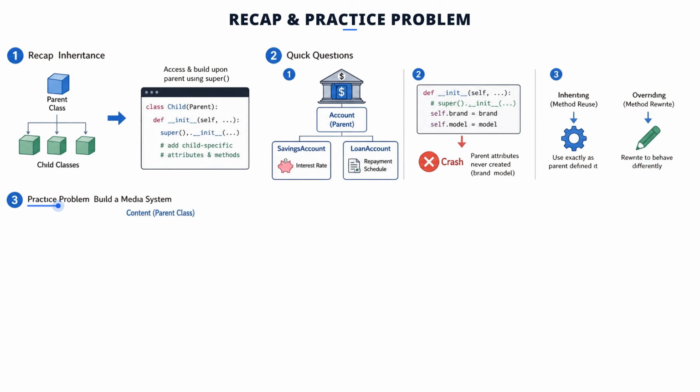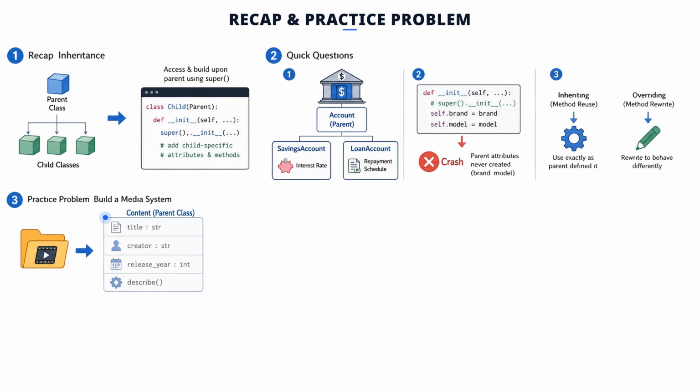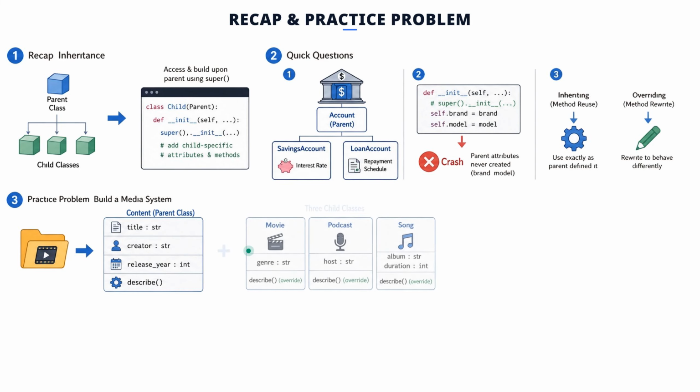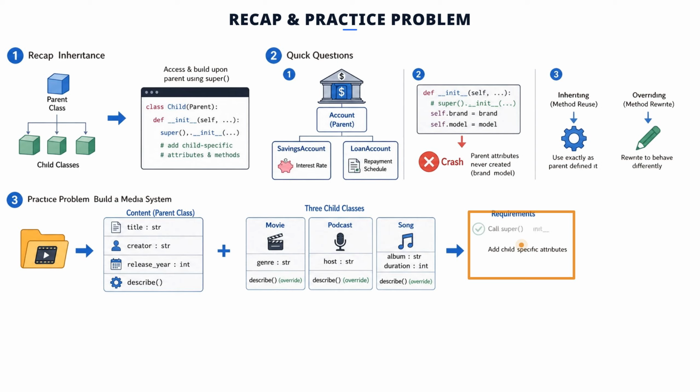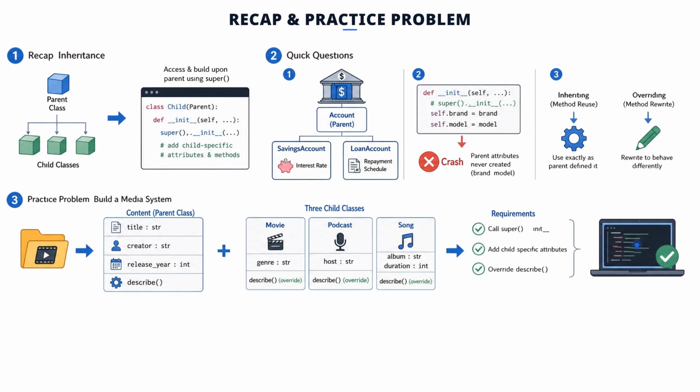Now it's your turn to put this into practice. You are tasked with building a media system. First, you will create a parent class named Content. This blueprint will hold shared attributes like title, creator, release year, and a general describe method. Next, you will create three distinct child classes like movie, podcast, and song. As part of the requirements for this problem, each child must call super init, add their own specific attributes like genre for a movie or an album for a song, and override the describe method to print their exact details. Completing this code exercise will demonstrate your ability to reuse a foundation while extending it for specific needs.